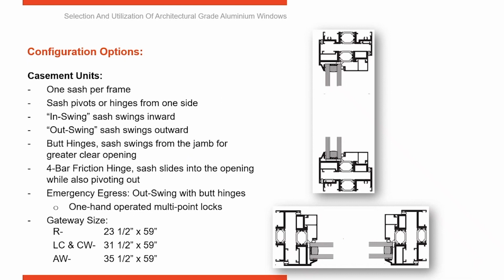If you have an emergency egress window, we'll talk about that a little bit more in a moment here. Those all have to be outswing, have one-hand operation, multi-point locks. So again, I'll refer to that in just a little bit here. Here are the gateway sizes listed down below here.